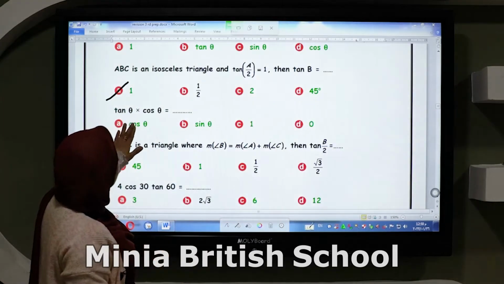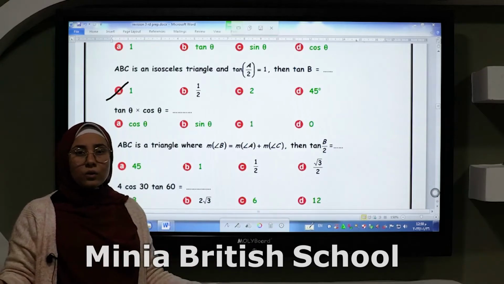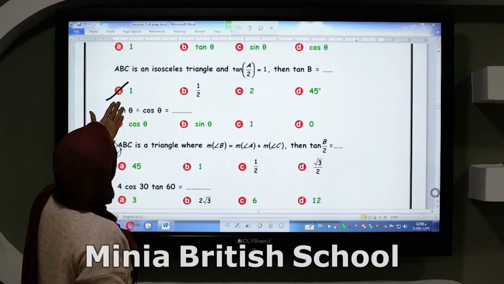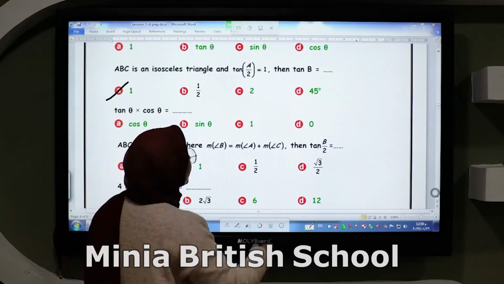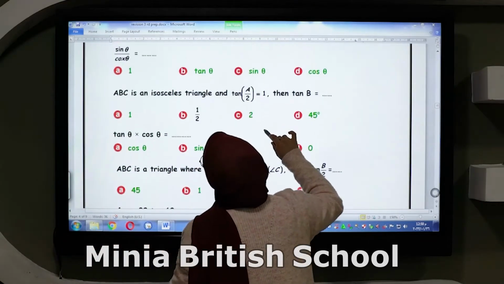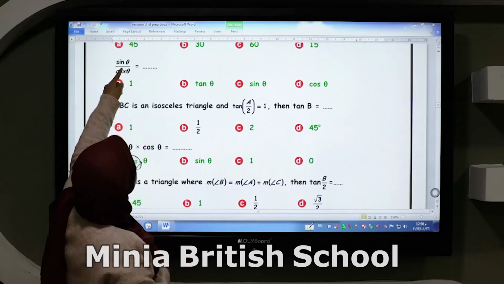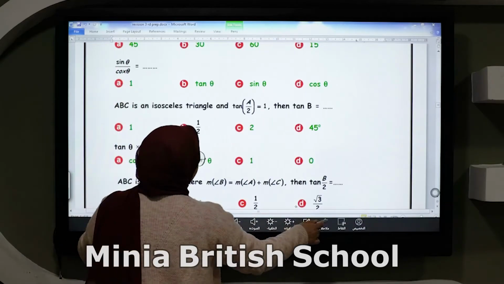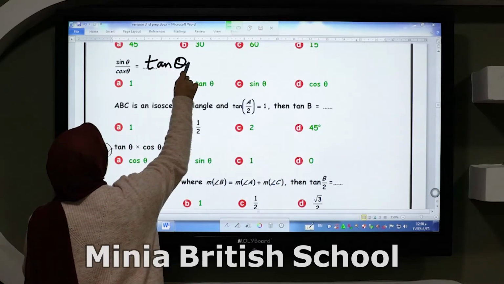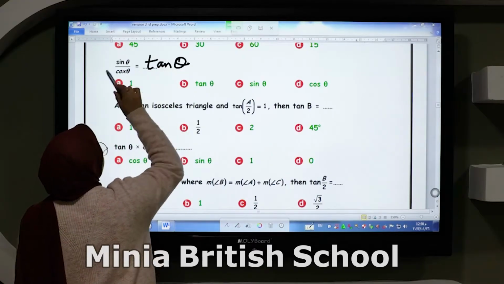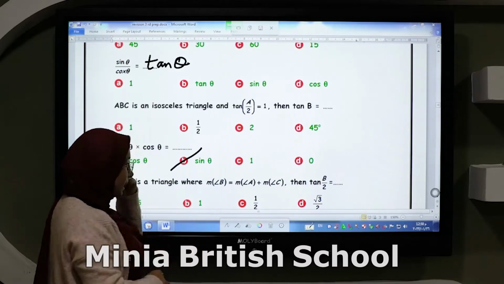Tan theta times cosine theta equals what? You can use the first question here from this rule. The answer here is tan theta times cosine theta equal sine theta.